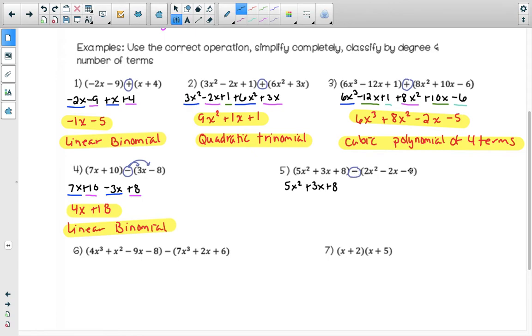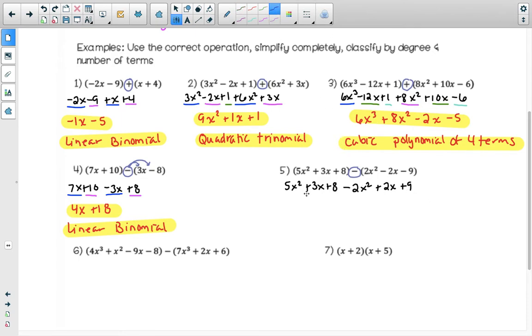The negative in front of the second set changes all of the signs inside of this set. So positive 2x squared turns into a negative 2x squared. A negative 2x turns into a positive 2x. And a negative 9 turns into a positive 9. Again, it's because you are distributing, you're multiplying by a negative. Now let's start combining our terms.